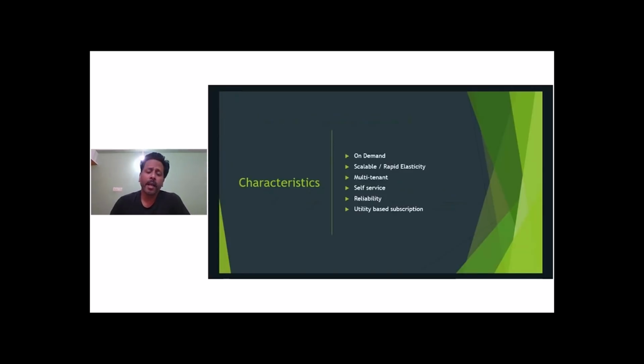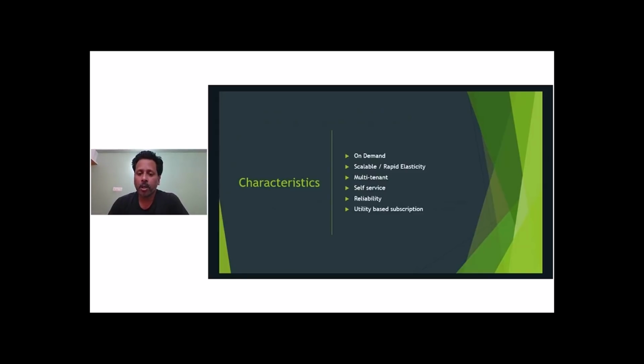Now, what are the characteristics we look at in a cloud? When we say cloud computing, these are some of the characteristics it should satisfy. It should be on demand, scalable, multi-tenant, self-service, reliable, and it should be a utility-based subscription.